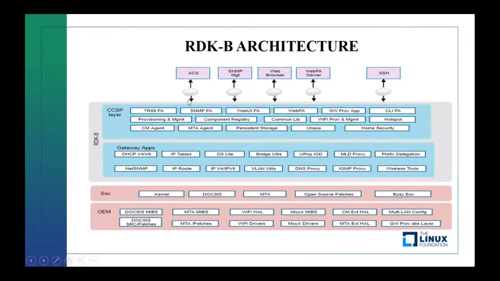All the components will be registered in the CCSP CR, the component registry. Whenever any two agents need to communicate, it is via the CR component. For example, if the CM agent wants to communicate with the MTA agent, it will go and ask the CR, our component registry. The component registry will have a file. In that file, it will search for the registered components. If MTA is registered in CR, it will search for the MTA agent and give the dbus path, because all the communication here is handled through dbus. The dbus path of the MTA agent will be given to the CM agent, and with that dbus path, the CM agent will communicate with the MTA agent.